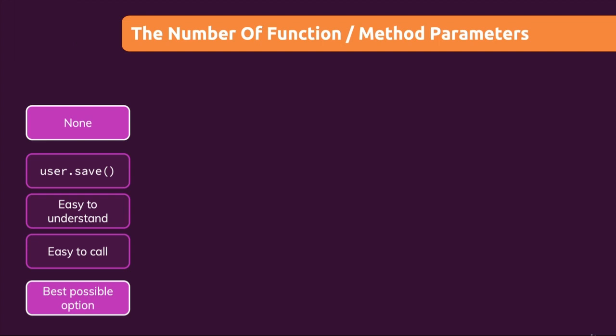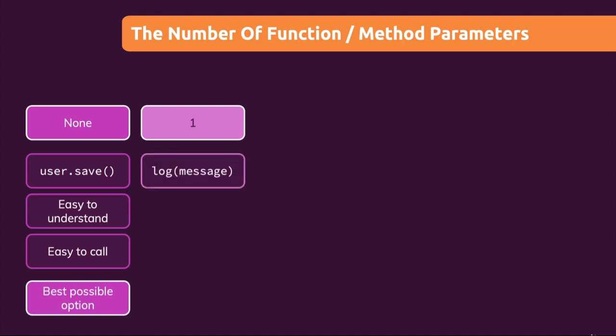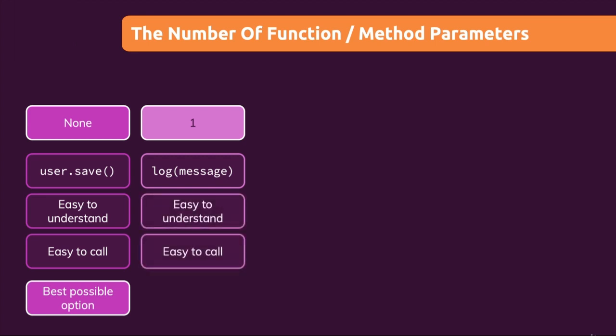Still very good is if you need one parameter, one argument. For example, if you had a log function which takes the message as the one argument it wants. This is still very easy to understand and still very easy to call. You have to pass in one value, there is no order which you have to memorize, and if you read this code, it's crystal clear what it does. So this is still a very good option you can use.